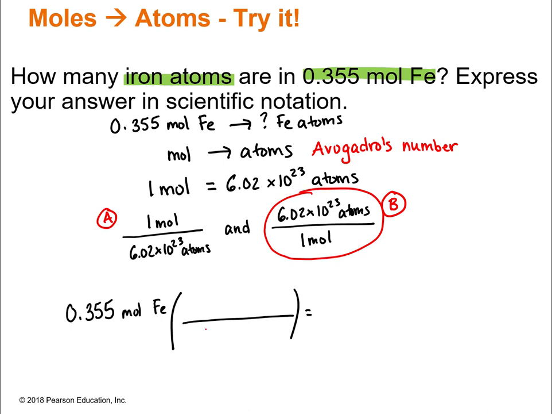We've got moles in the numerator from our given information. We want to get rid of those moles, so we have to put moles in the denominator so we can cancel them. That will leave Avogadro's number in the top, and the units with that are atoms, which is what we want.